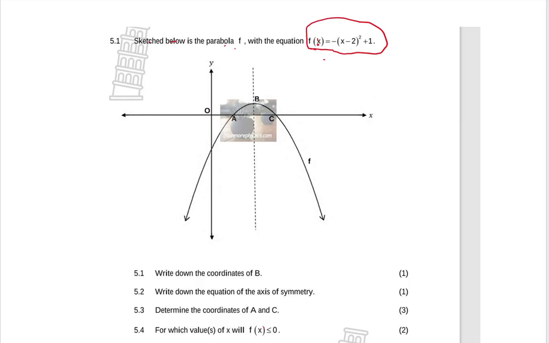From this equation, what do we know about our a? We know that our a is negative, it's less than 0. That's why we're having a sad face. When a is a sad face, we have a turning point. Our turning point is B, and we must name it as our maximum turning point.